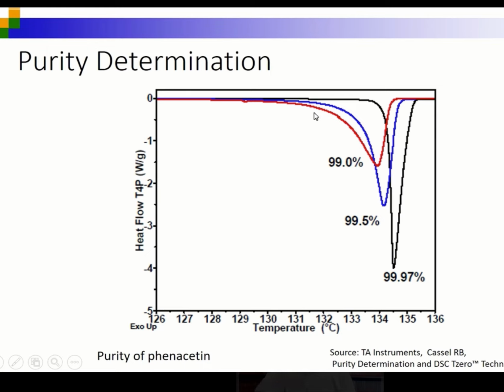But here we can see very clearly that not only do the melting points get lower with a lower purity, but the peak shape changes also. The highest purity is very sharp and the lowest purity is a broader drop.